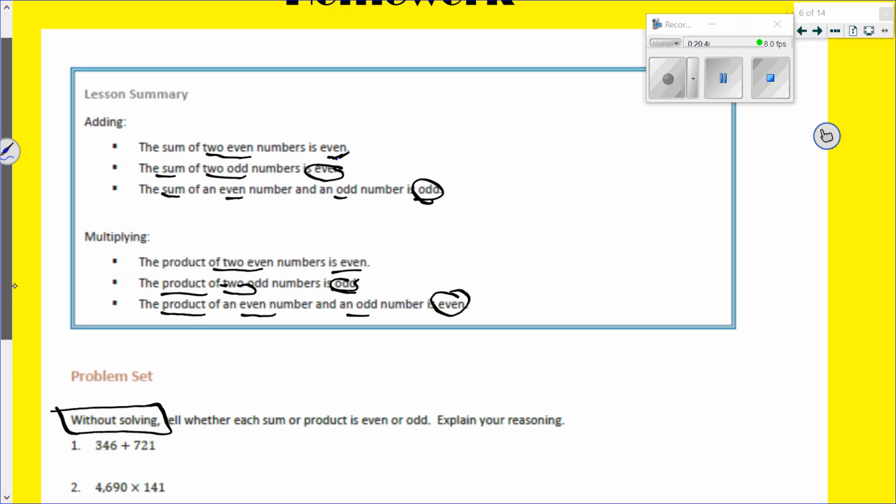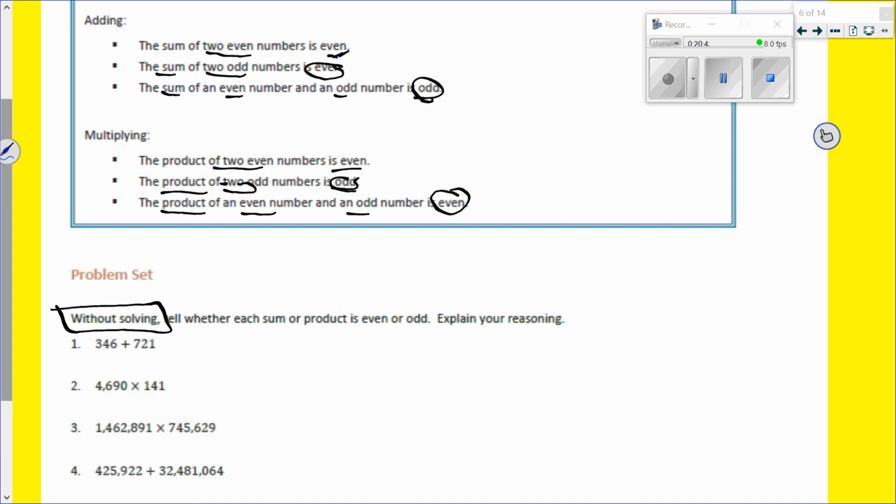Now, keynote here. Without solving, this is your homework. Do I want to see a whole bunch of work done over here? No, I don't want to see any. All I want you to do, guys, is put these into effect. The sum of two even numbers is even. The sum of two odd numbers is even. The sum of an even and odd number is odd. Here's where it changes. Product of two even numbers, even. That's the one thing that's the same between adding and multiplying. But with multiplying, the product of two odd numbers is odd. That's a switch.